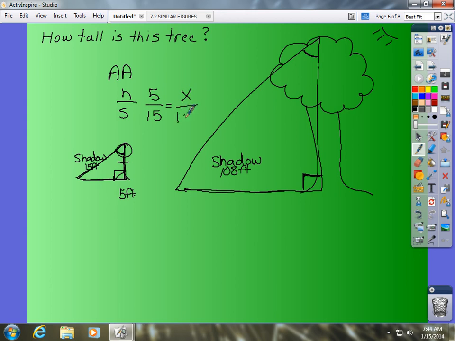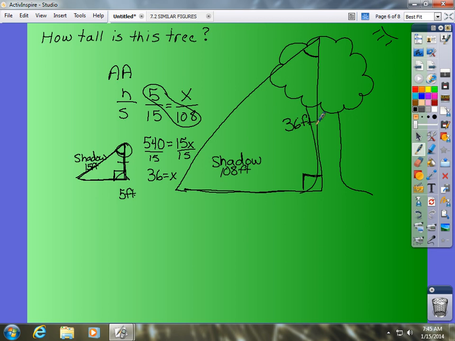Okay, I'm going to cross multiply because that's what we do to solve proportions. 108 times 5 is 540. That equals 15x. I'm going to divide by 15, divide by 15, and I get 36 equals x. So this tree is 36 feet tall. Okay? Pretty cool, right? We're going to go try and measure out a tree in class.